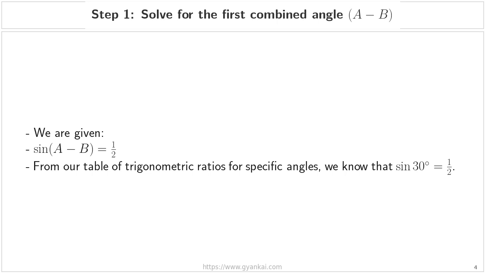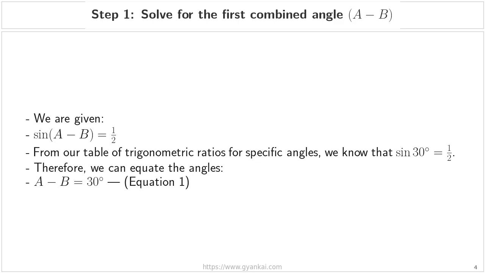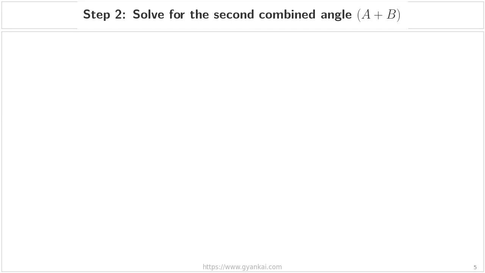If you refer back to your table of trigonometric ratios for specific angles, you will recall that the sine of 30 degrees is equal to 1/2. Because these two values are identical, we can strip away the sine function and simply equate the angles themselves. This gives us our very first linear equation, which we will label as equation 1: A minus B equals 30 degrees.